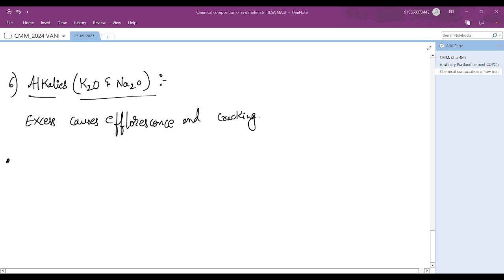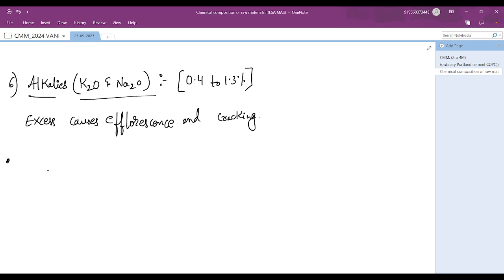So the percentage of alkalis is around 0.4 to 1.3. Okay, so this is the percentage of alkalis. Right, so let me write that point.